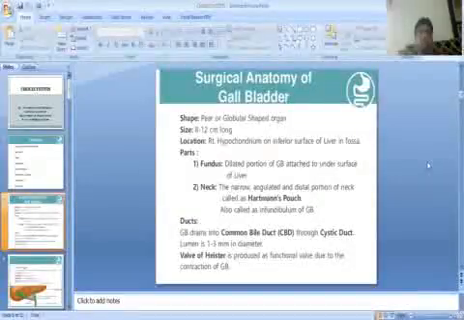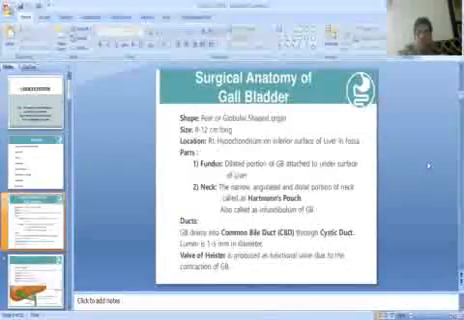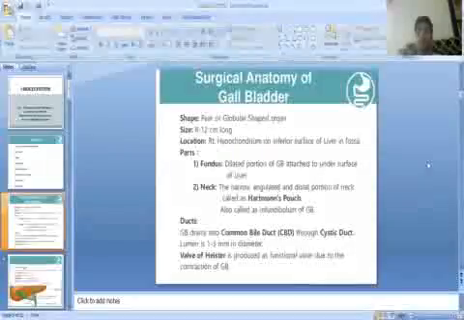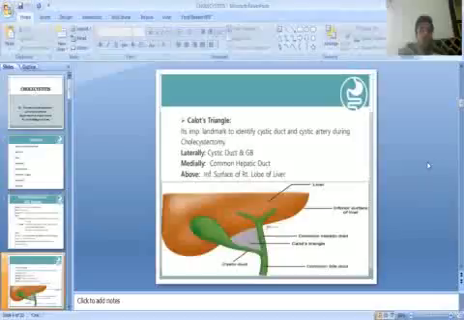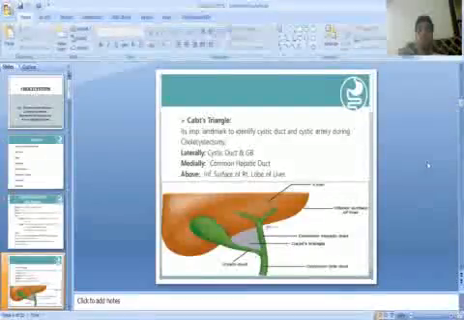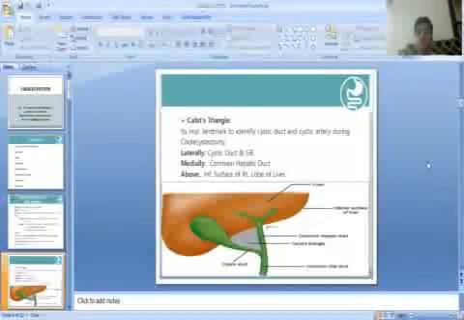Valve of Heister is produced as a functional valve due to contraction of the gallbladder. Calot's triangle is an important landmark to identify the cystic duct and cystic artery during cholecystectomy.